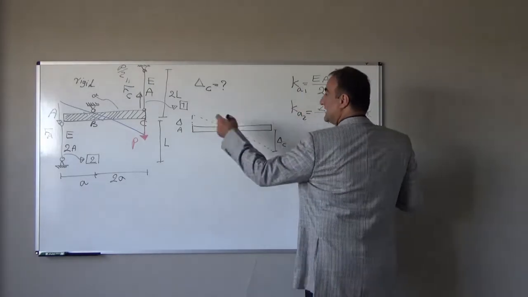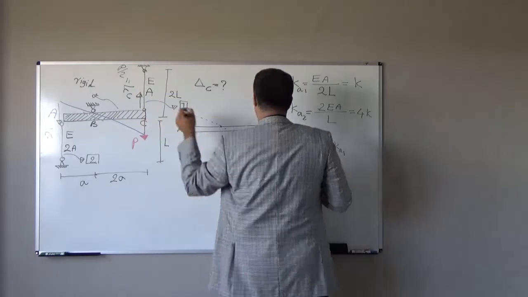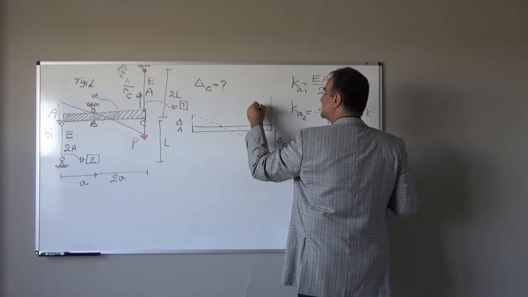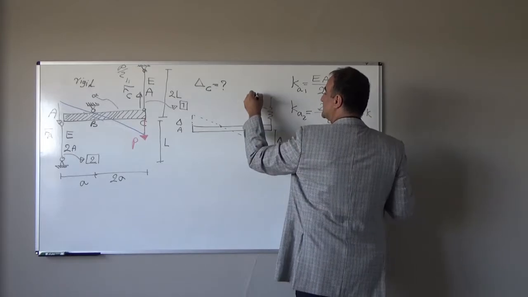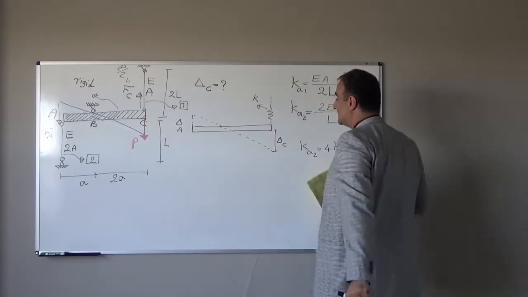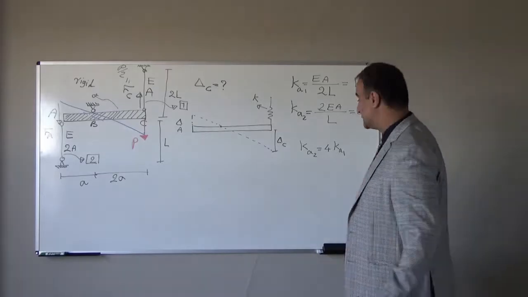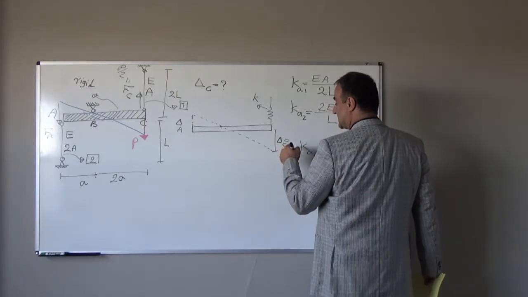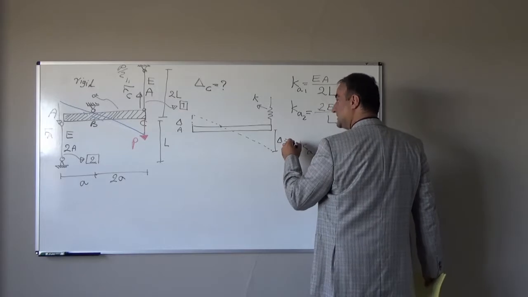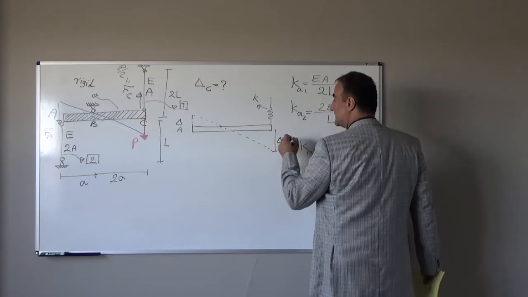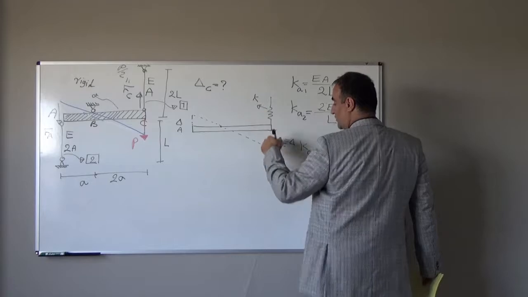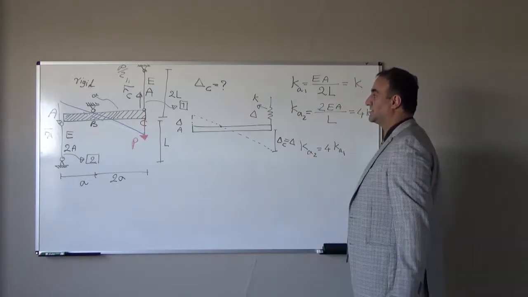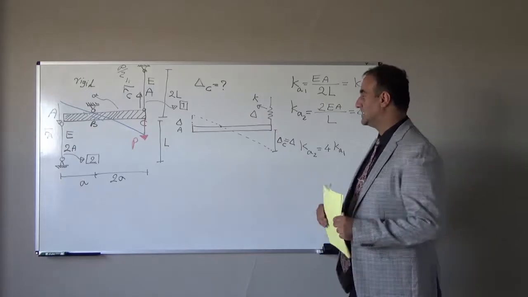So stiffness here, if I substitute instead of this member one spring, what is the stiffness for this spring? It is K. What is the deformation for this spring? Deformation for this spring is delta C. I assume delta C is equal to the delta. So the deformation here is delta, the stiffness for this member is K.